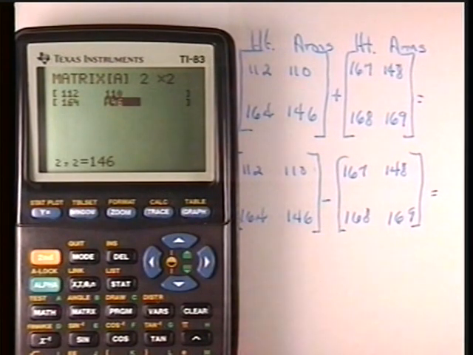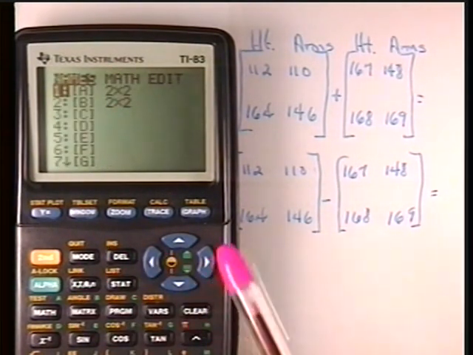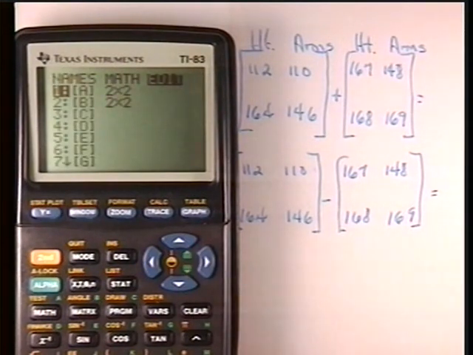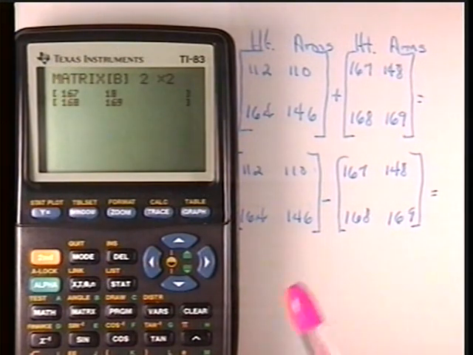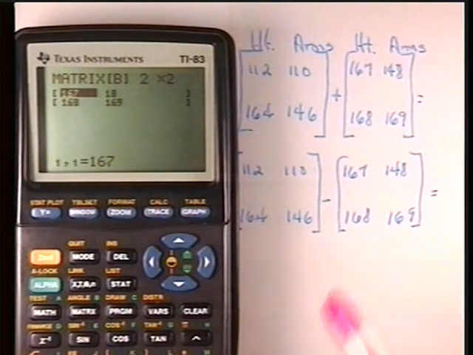To get to matrix B, you go back to the matrix key, over to Edit with the right arrow, down to matrix B, and enter. If you'll notice, we already have a size of 2, enter, by 2, enter. If you need to change the size, you simply use the numbers. The numbers we need in matrix B are 167, 148, 168, and 169. Do you think the people will be larger or smaller when we add them?